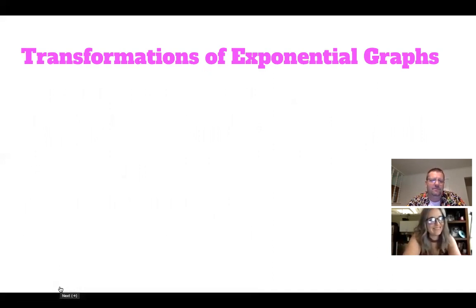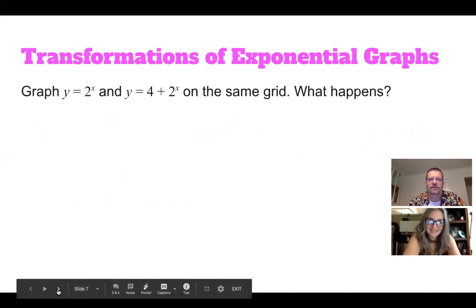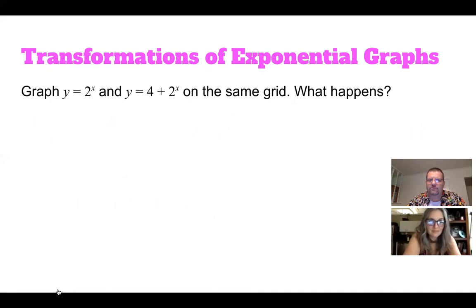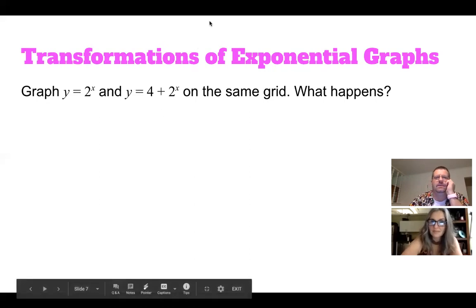All right, we're going to do what we've done with every other graph, and we're going to graph. We have the original parent function 2 to the x, which we talked about a minute ago, and we're going to look at its transformations. What do you think happens? We're going to be a little more efficient with it this time. What do you think is going to happen to this guy?